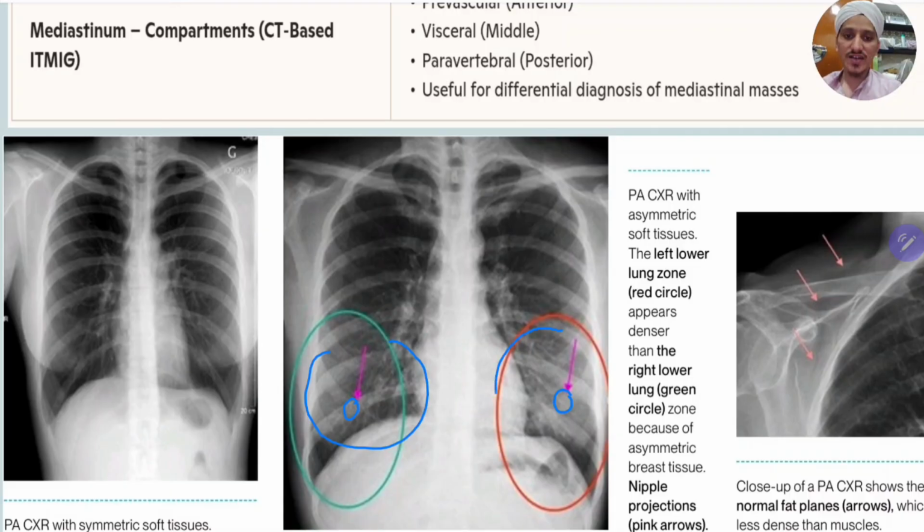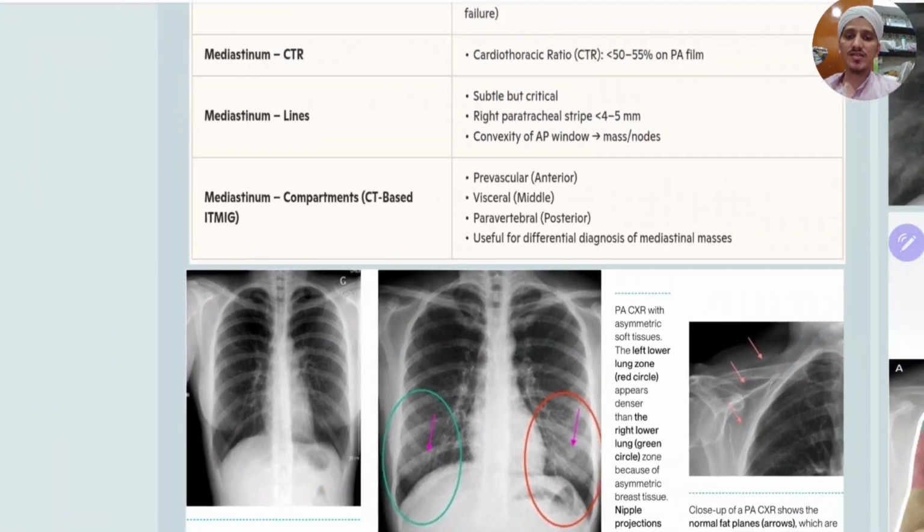Actually, this whitishness is the shadow of the breast, but the whitishness on the left side, which is marked by this red circle, is more than this green circle. That is because the left breast is denser than the right breast. That means the tissue is asymmetric in the breast. So that's how you compare between the two sides of the lungs.